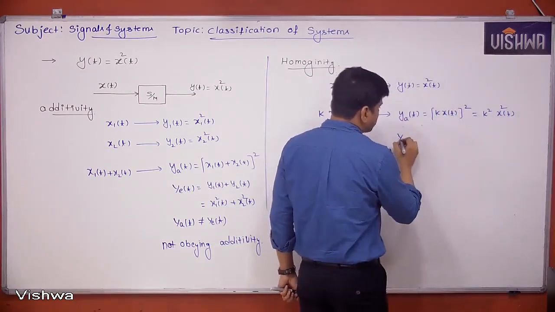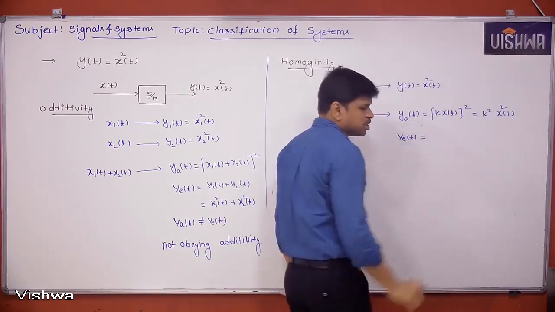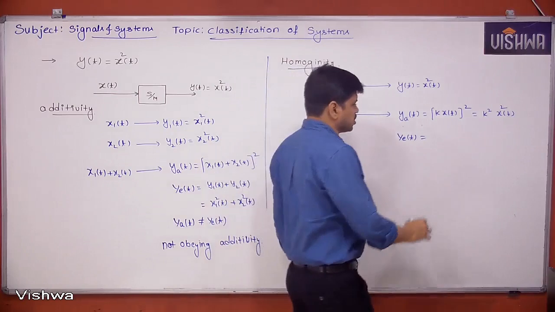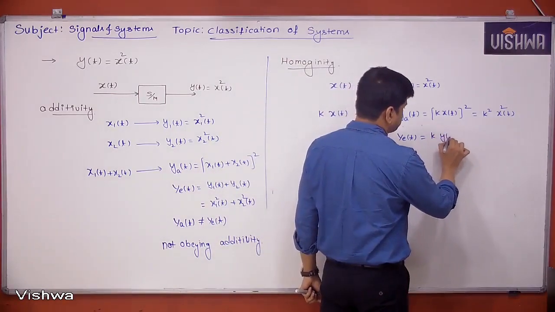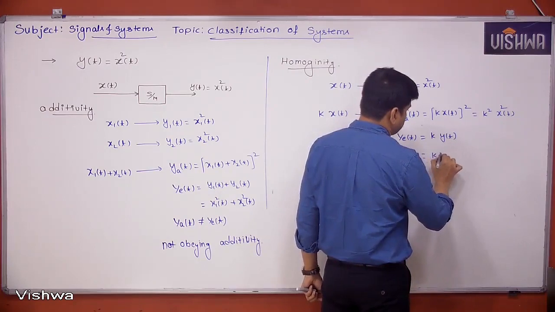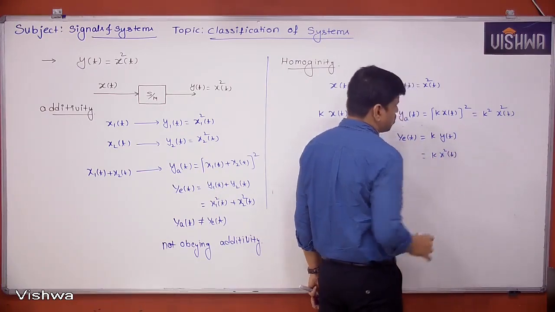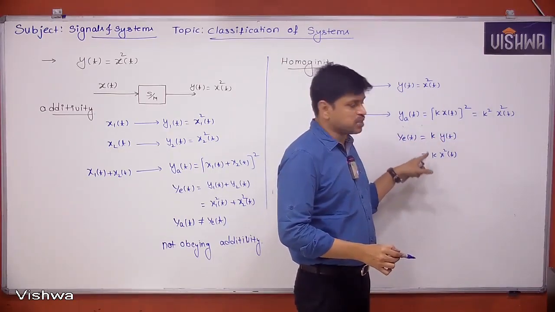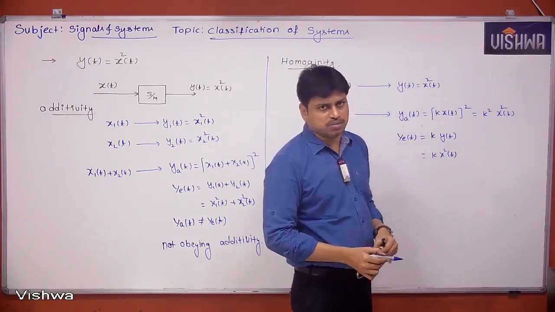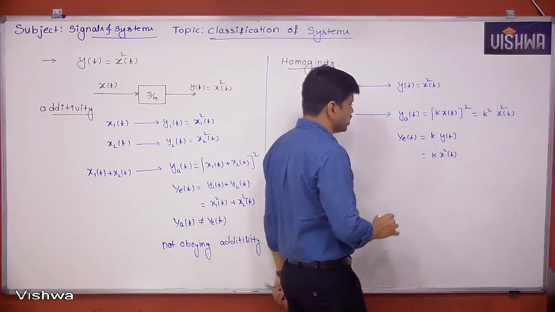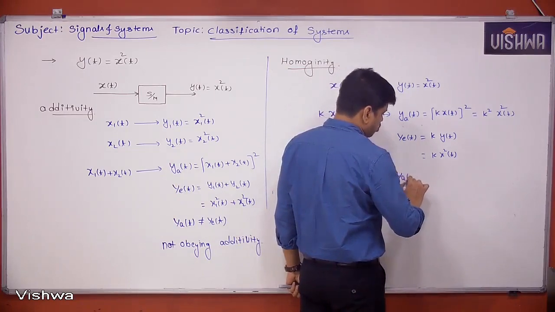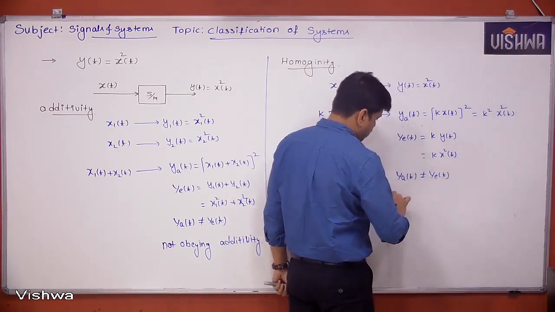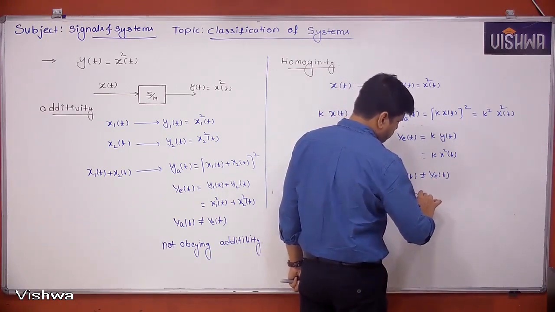But what is the expected output if it is obeying the homogeneity principle? If the input is multiplied with k, the output is also multiplied with the same constant k, that is k y of t, which is k x square of t. So the actual output is k square x square of t, whereas the expected output is k x square of t. Both are not equal. So the system is not obeying the homogeneity principle. The actual output is not equal to the expected output, so it is not obeying homogeneity.